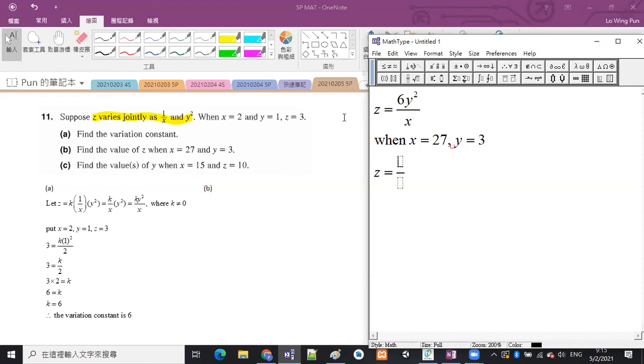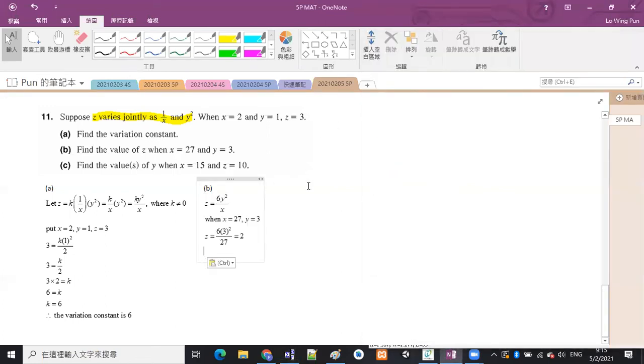Z is equal to 6 times 3 squared, and then divided by 27. And the right hand side is a pure number. So you may just use the calculator to find the answer. So I think it should be equal to 2. Is that okay? So this is part B, and then part C.